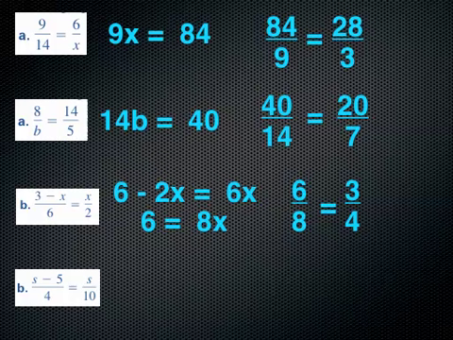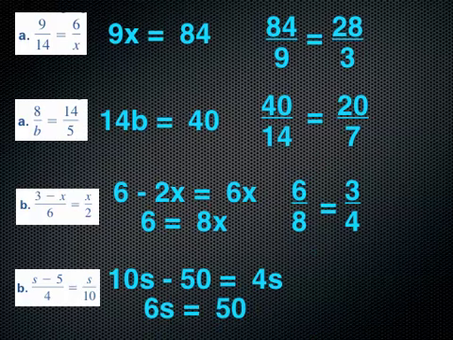My last example, again, I'm going to have to distribute. I'm going to have to distribute my 10 into 6s minus 5. And then I also need to multiply 4 times s. When I distribute, I get 10s minus 50 equals 4s. So that I don't have to worry about negative numbers, I'm going to subtract 4s from both sides and add 50 to both sides, which would give me 6s equals 50. Divide both sides by 6, you get 50 over 6, which can be simplified to 25 over 3.